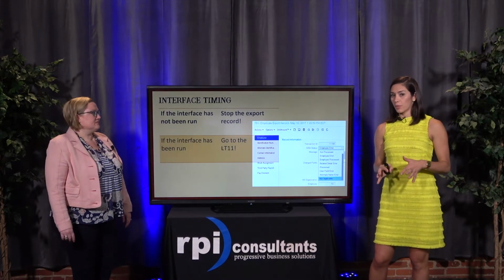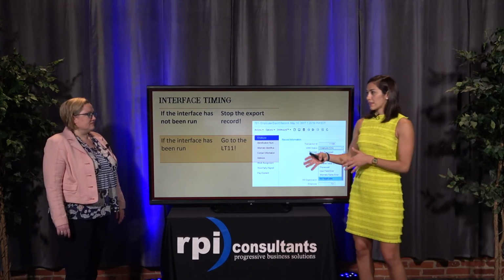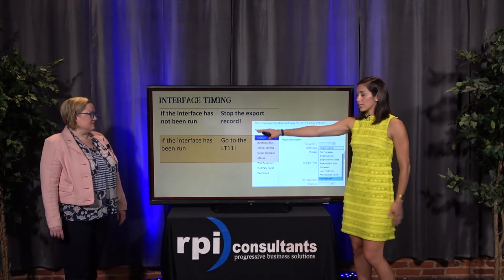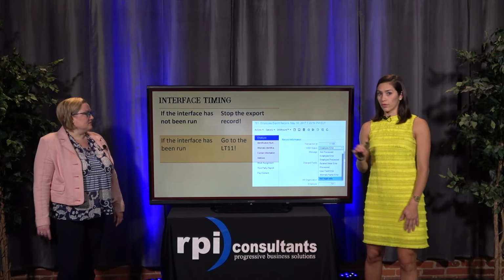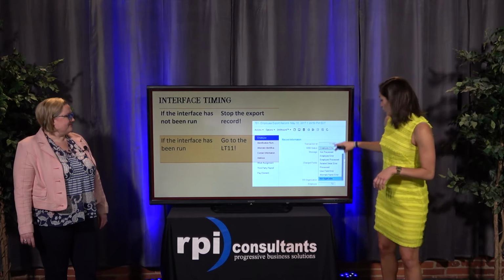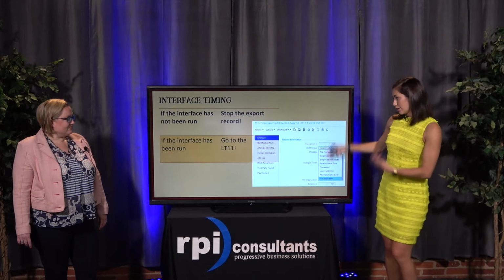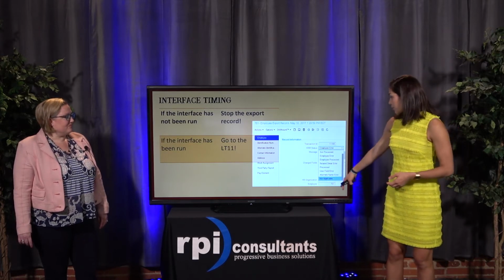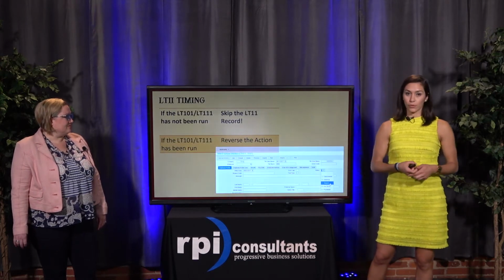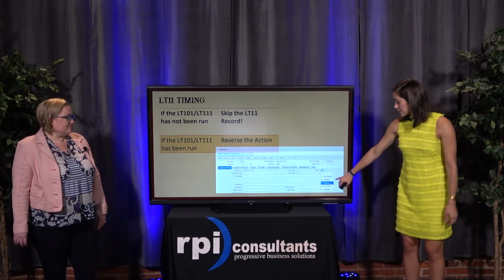So a couple things to think about with your interface timing and also your LT11 timing. I think we touched on this a little bit before, but if something has been put in and the interface has not been run yet, if you don't have it set to send every single record over as soon as it's complete, stop the export record. Go into the export table and you can actually switch it from not processed to not applicable. Or user field error, any of the errors won't go over either, but not applicable is the best one to use. If it has been run, go over to your LT11 before the LT111 is scheduled to run and skip the record. So you can come here to the status and set it to skipped.